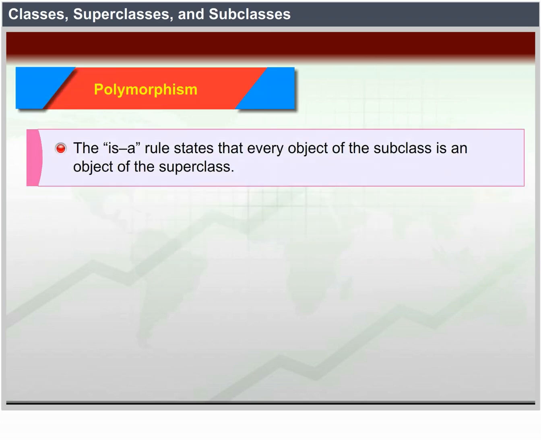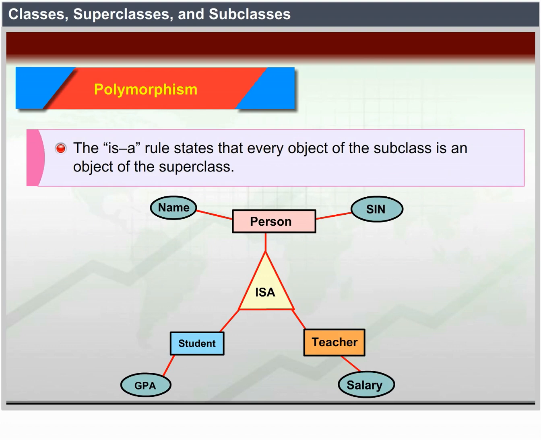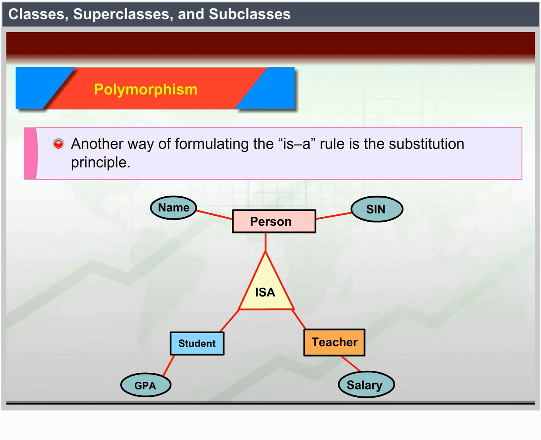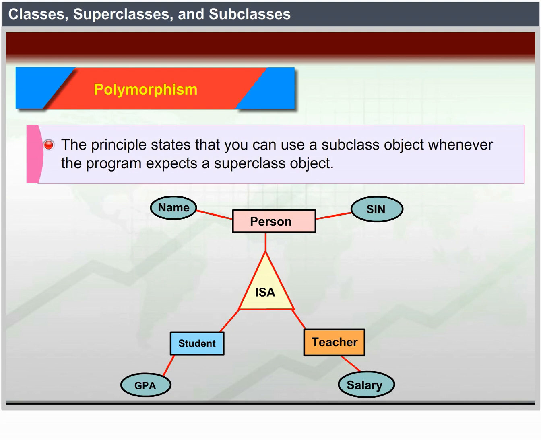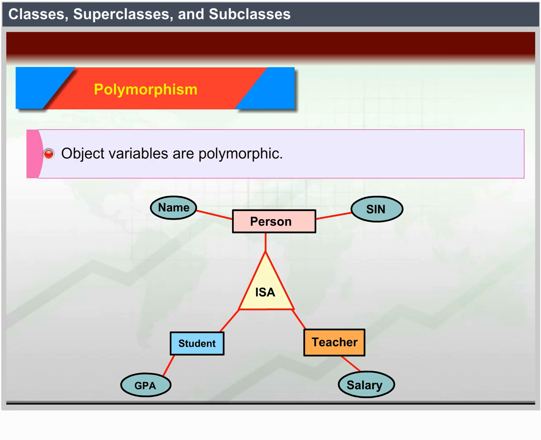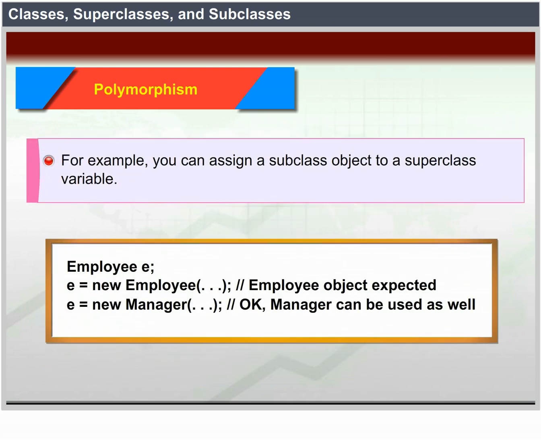Polymorphism. The is-a rule states that every object of the subclass is an object of the superclass. Another way of formulating the is-a rule is the substitution principle. The principle states that you can use a subclass object whenever the program expects a superclass object. Object variables are polymorphic. For example, you can assign a subclass object to a superclass variable. Employee e = new Employee, employee object expected. e = new Manager. Okay, Manager can be used as well.